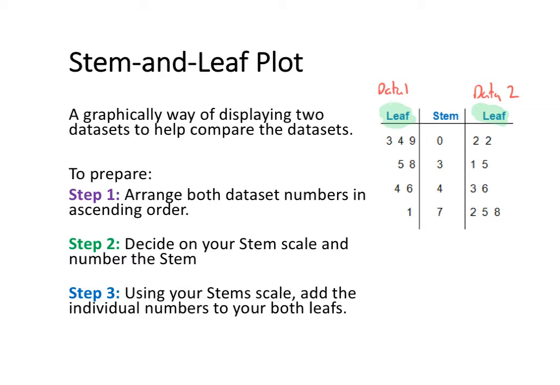Now, to prepare a back-to-back stem and leaf plot, you follow similar steps to preparing a single stem and leaf plot. First, you want to arrange both data sets into ascending order, so from smallest to biggest. You want to decide on a scale for your stem that's going to suit both data sets, and then using that scale, add on your individual numbers on both sides of your stem. On the left-hand side for the first data set, on the right-hand side for the second data set. So let's go and have a look at an example of how to prepare a back-to-back stem and leaf plot.